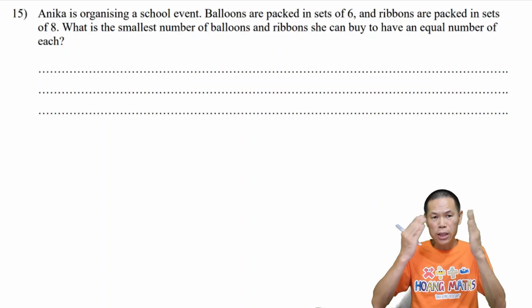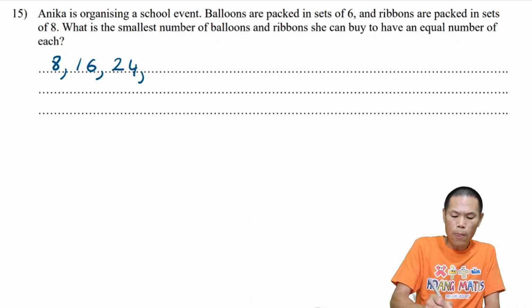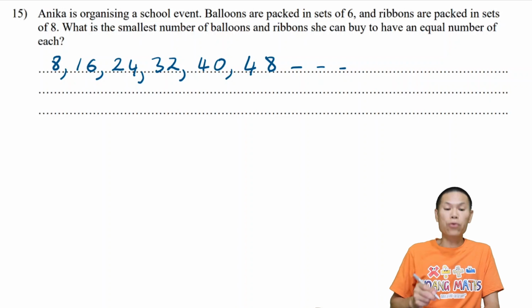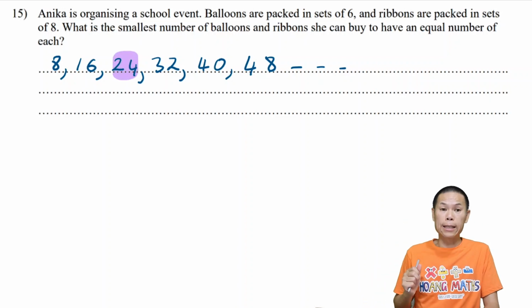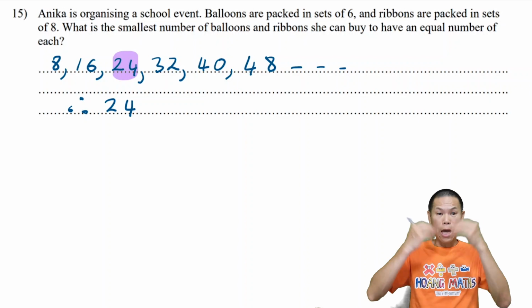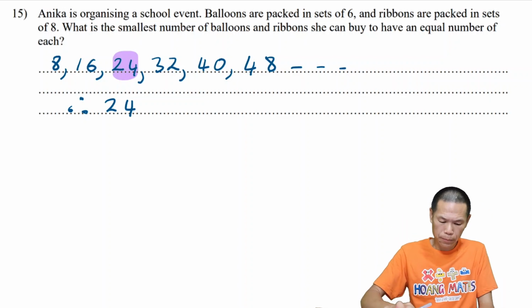That's all. So we just list the multiples of 8 out quicker. 8, 16, 24, 32, 40, 48, and so on. But you know that 24 is a multiple of 6 and 8, right? So therefore, 24 balloons and ribbons. So keep that in mind and hope you got it correct.